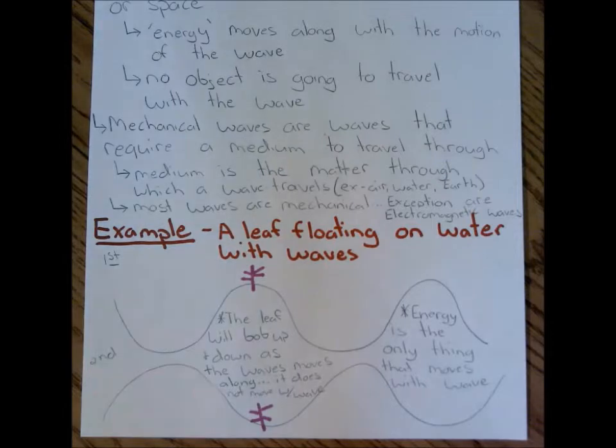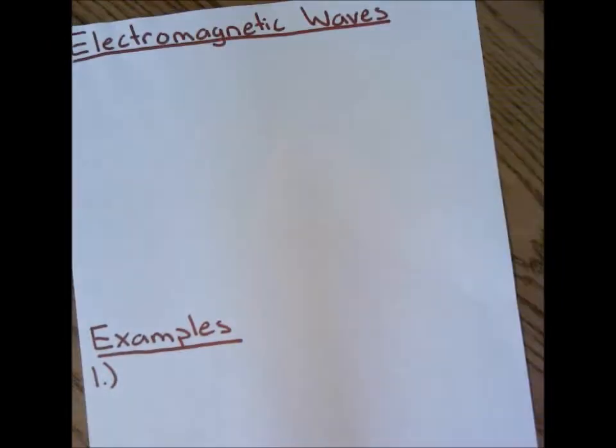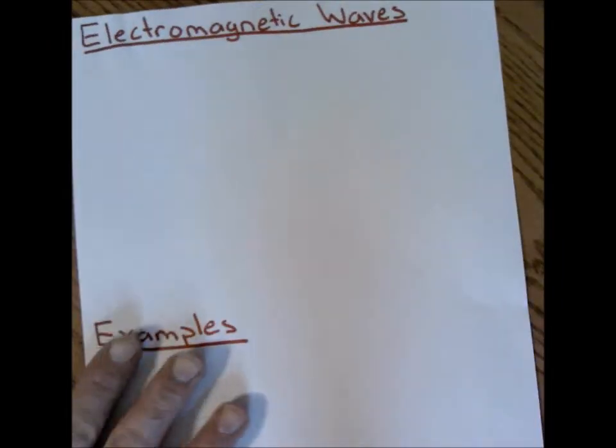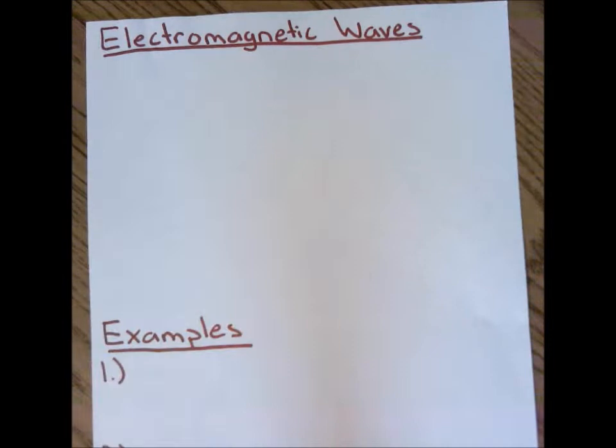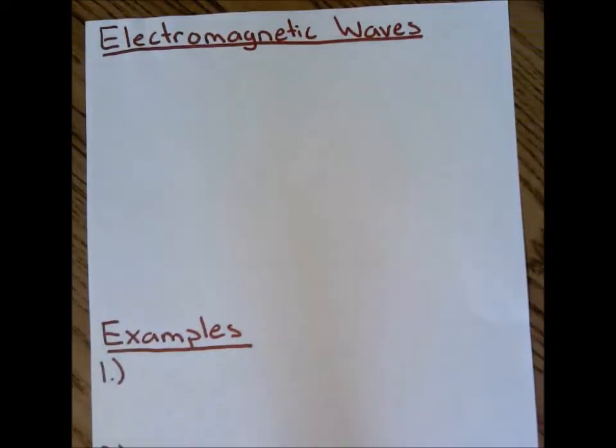So now what we can talk about is these electromagnetic waves, which is also a concept discussed in chemistry. But for us right here, electromagnetic waves are defined as a wave that consists of oscillating electric and magnetic fields which radiate outward at the speed of light.